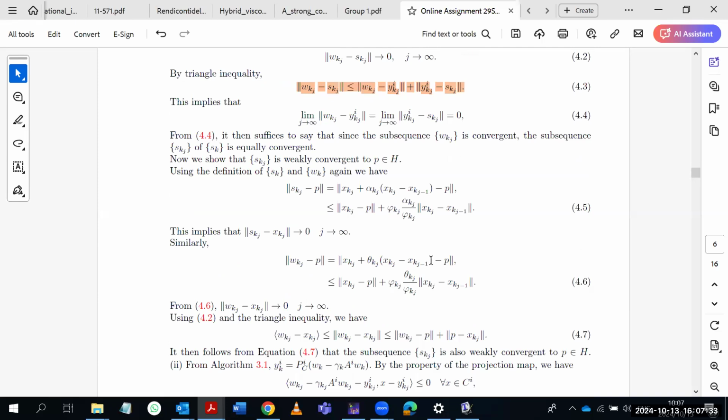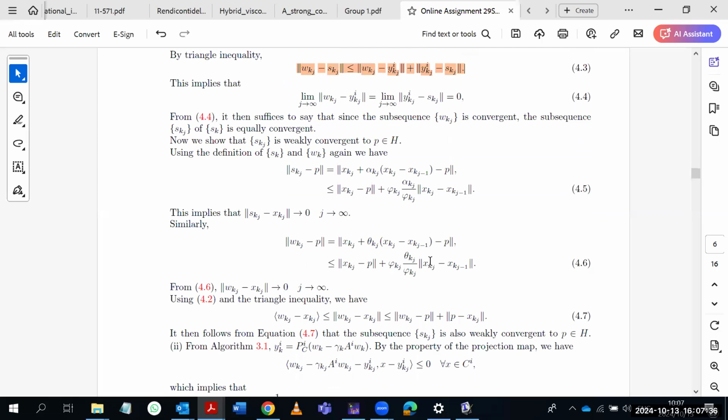Yeah, make sure when you are required. So 4.7, the balance will be the same thing.